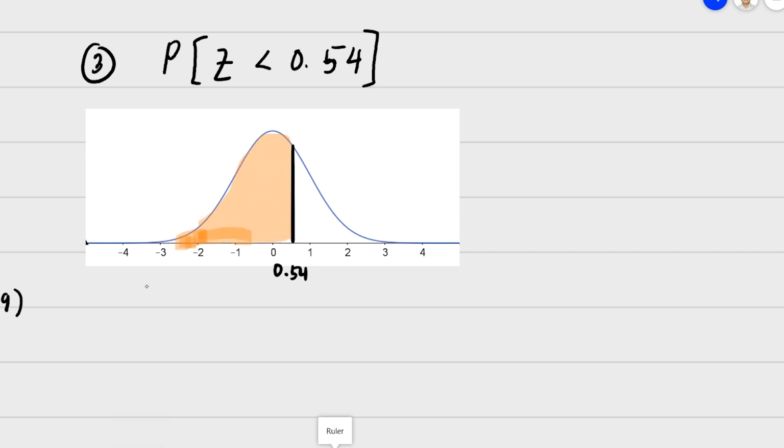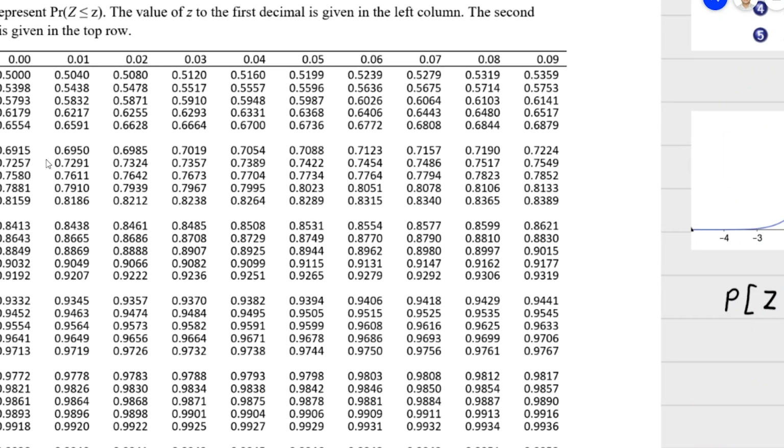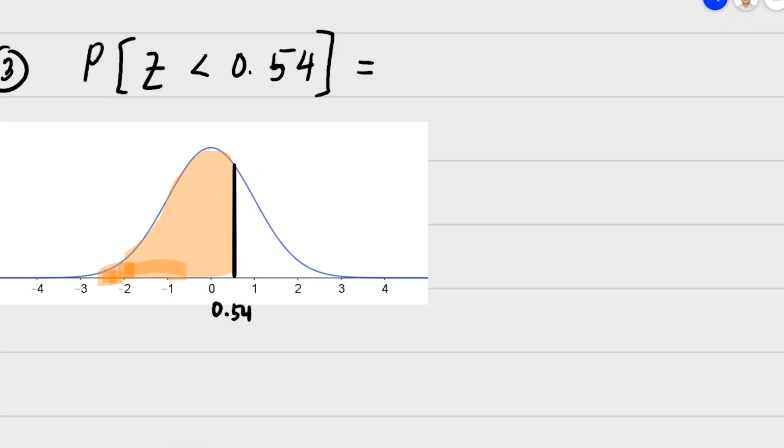Okay, since this is to the left of a positive z value, all you have to do is to directly look on our table. 0.54: 0.5 here, and then this is 0.04. So, 0.5, 0.4, so it's 0.7054.